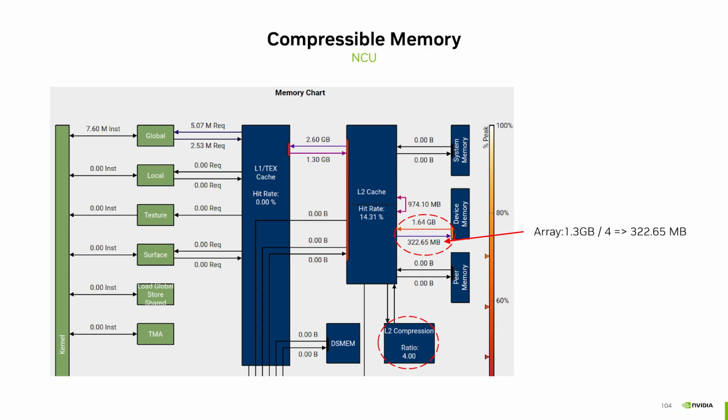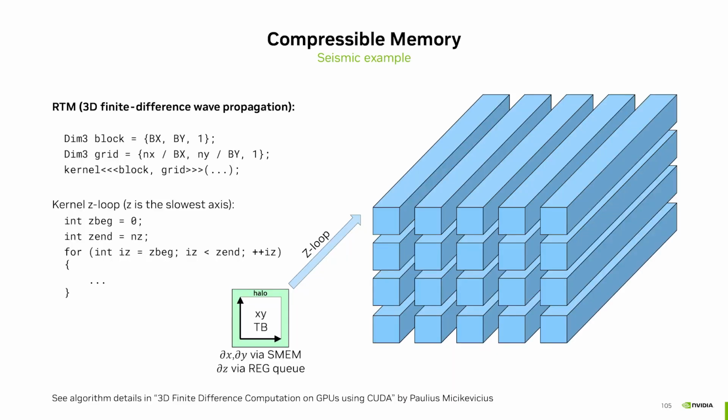So this is for a 1.3 gigabyte test, and you can see that the reported ratio and reported amount of data that was written match the 1.3 gigabytes. And now let's talk about a slightly more complicated example. This is a 3D finite difference kernel that simulates wave propagation.